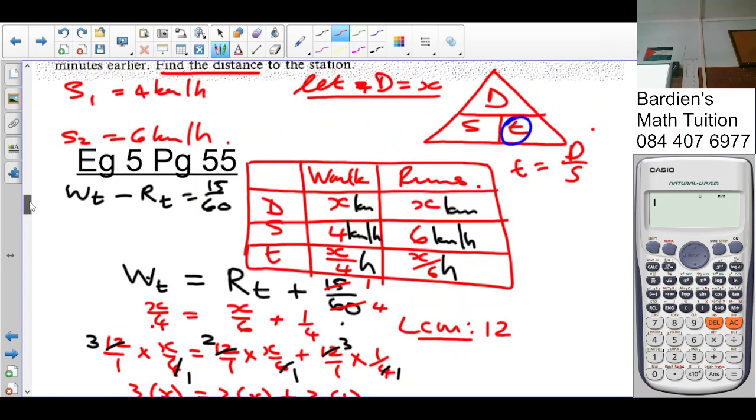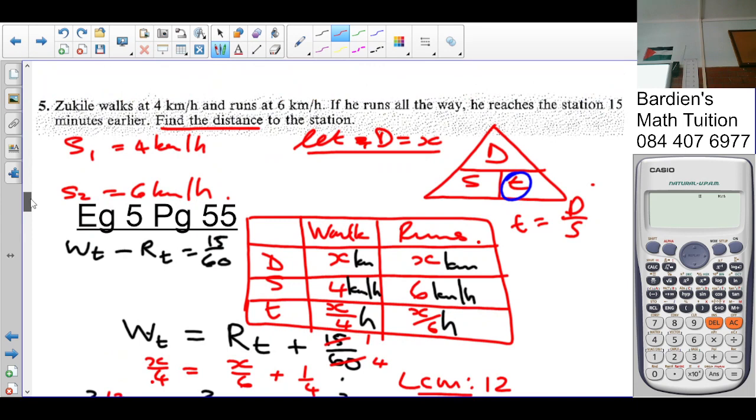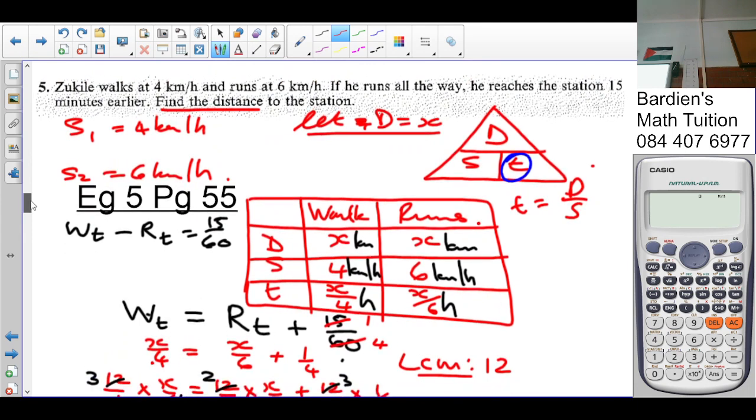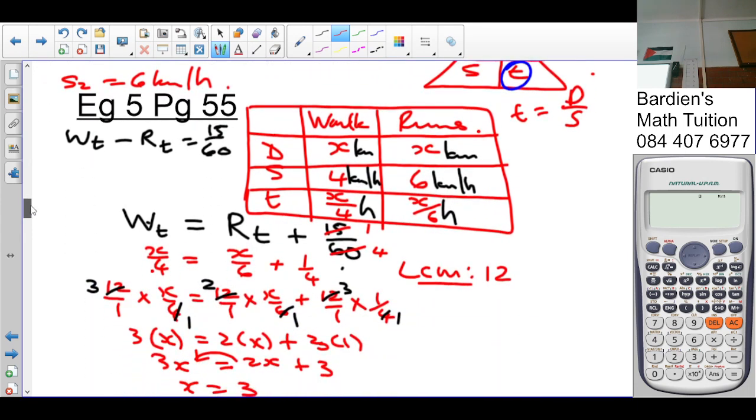So this answers the question. What's the question? Find the distance to the station. So what's the distance to the station? The distance to the station is 3 kilometers. Not so?